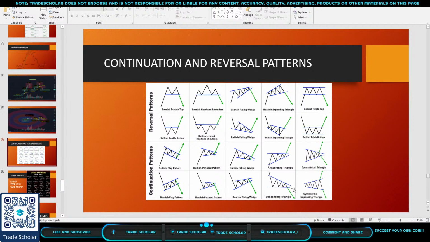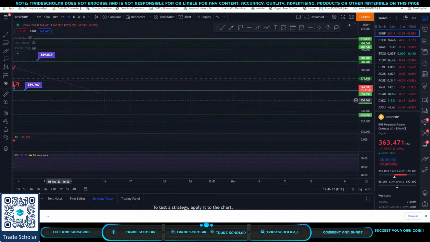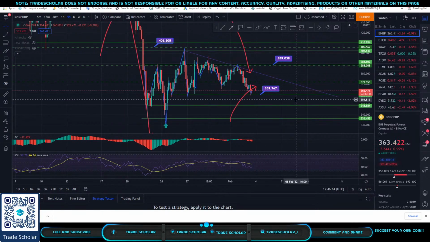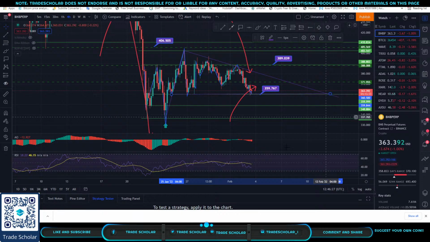Or this one, descending triangle. If this is descending triangle, the fit is here, so this can be pennant. Okay. It's most likely pennant. Pennant would look like this. And then with that, the breakout is to the upside.